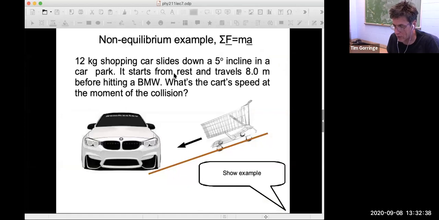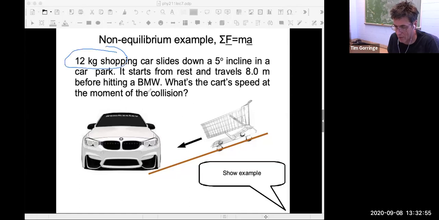And we're going to look at this example of non-equilibrium. In this problem, we're told that a 12 kilogram shopping cart, here it is, slides down a 5-degree incline without friction, and the incline's length is 8 meters, and then it hits this parked car. And we've got to figure out the speed at the moment of the collision.